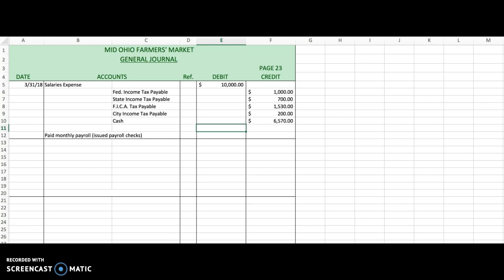Now, this is a monthly payroll entry for Mid-Ohio Farmers Market. So they pay their employees once a month. If this is a weekly paycheck earned by the employees, this entry would have to be made every week. So it would involve a lot of time and energy by a number of people to do that.